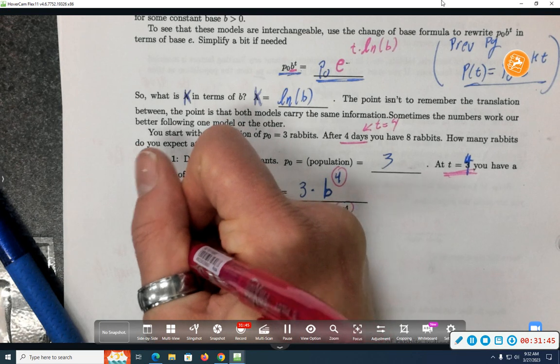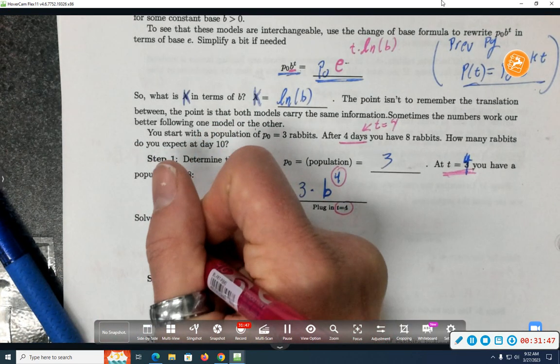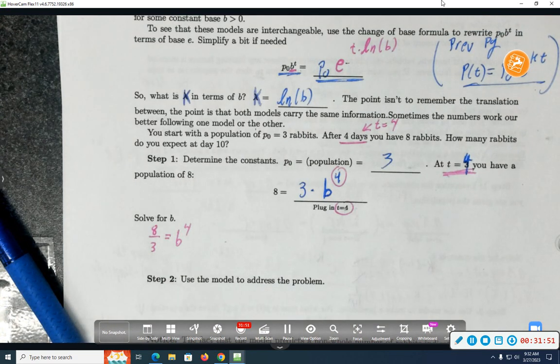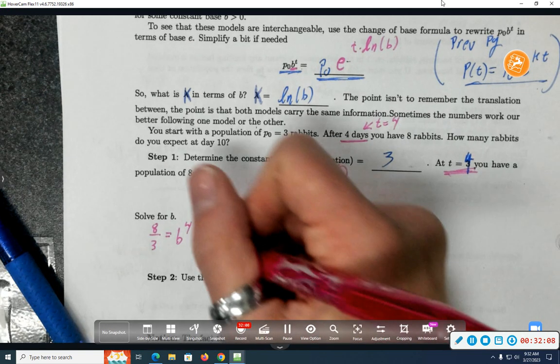So 8 over 3, which we could get a decimal approximation for, but I think that would not be helpful, is equal to b to the power of 4. All right, and it looks like on the right-hand side, I take b and I raise it to the 4th power. What undoes raising something to the 4th power? Yeah. Taking the 4th root of both sides.